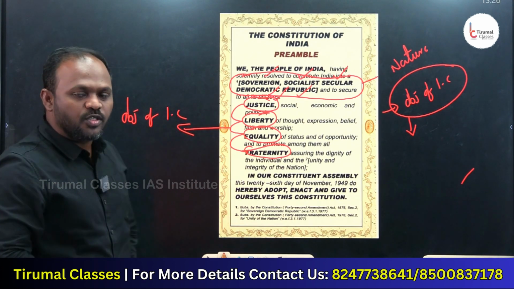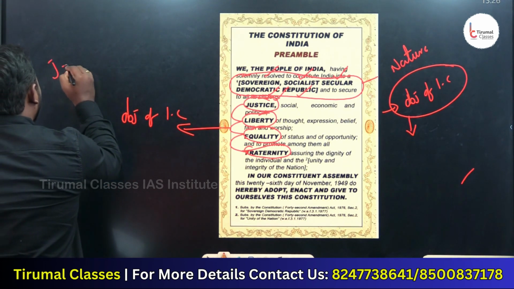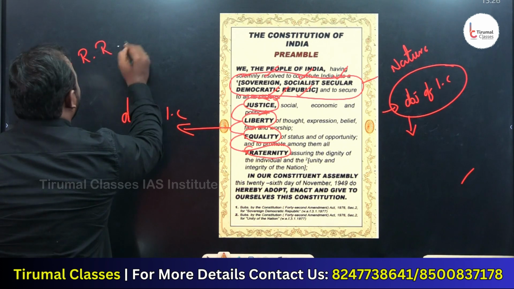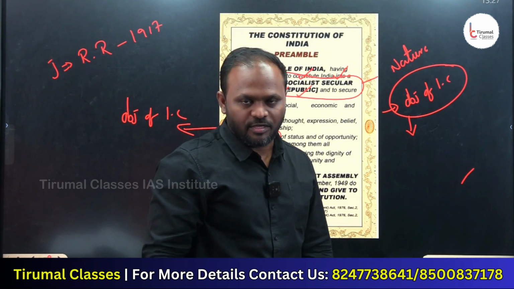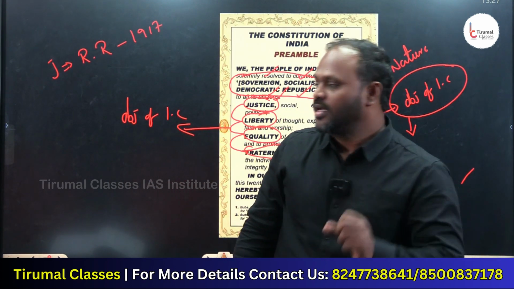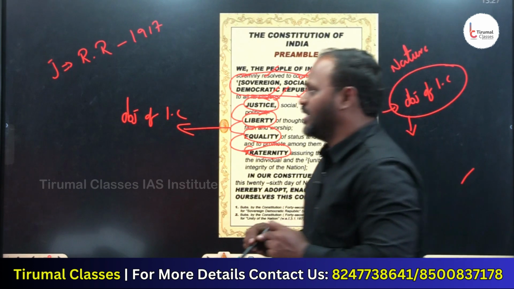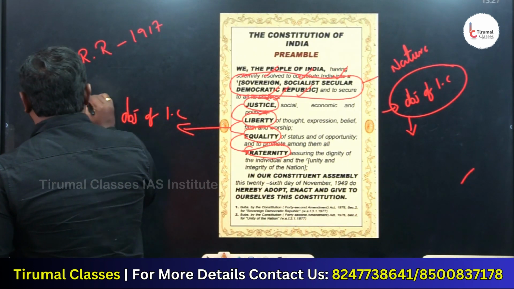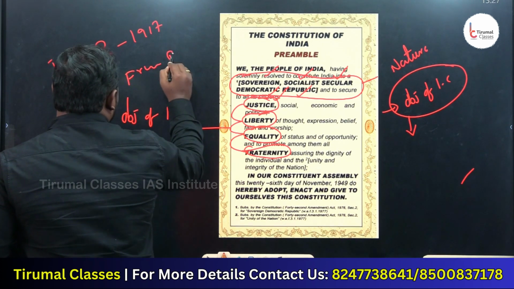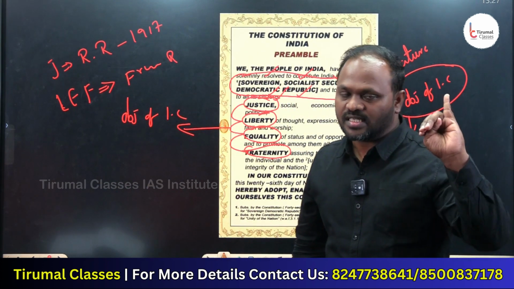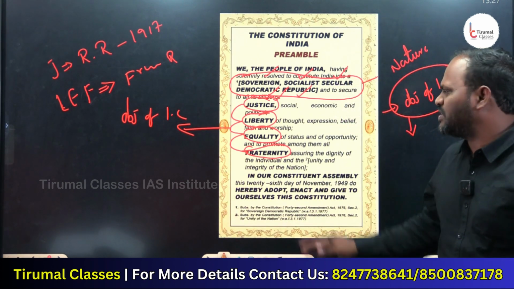But we know the Indian Constitution borrowed from various sources. When you look at this, justice is a word taken from the Russian Revolution in the year 1917. Liberty, equality and fraternity, these three were taken from the French Revolution. Very, very important here: justice from the Russian Revolution, liberty, equality, fraternity from the French Revolution.